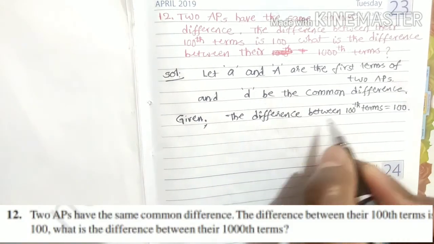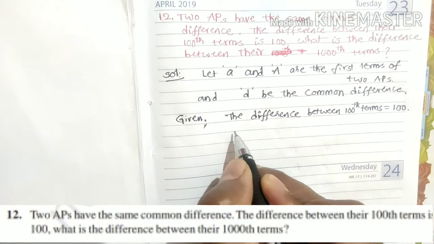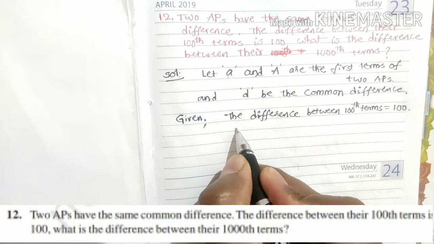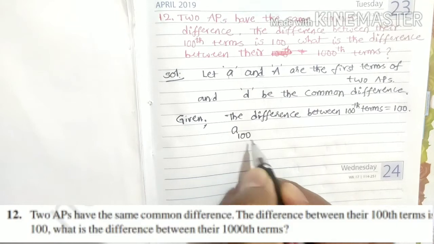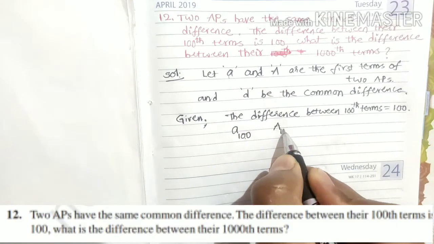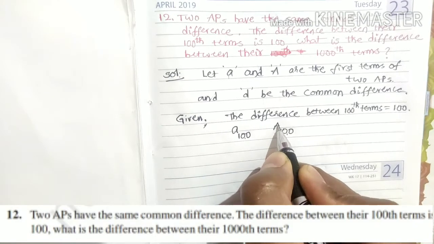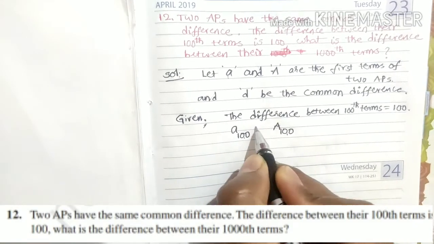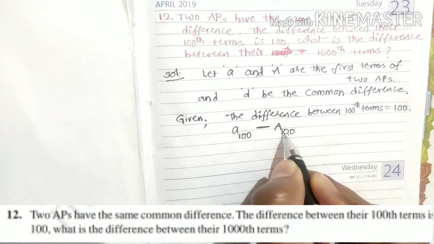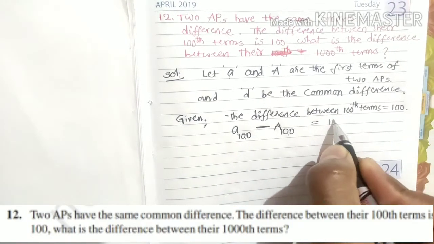So the first AP's 100th term. If the first term is a, let me represent A100 as the 100th term of the first AP, and capital A100 will be the 100th term of the second AP. The difference is nothing but subtraction only. So the difference between both 100th terms is 100.